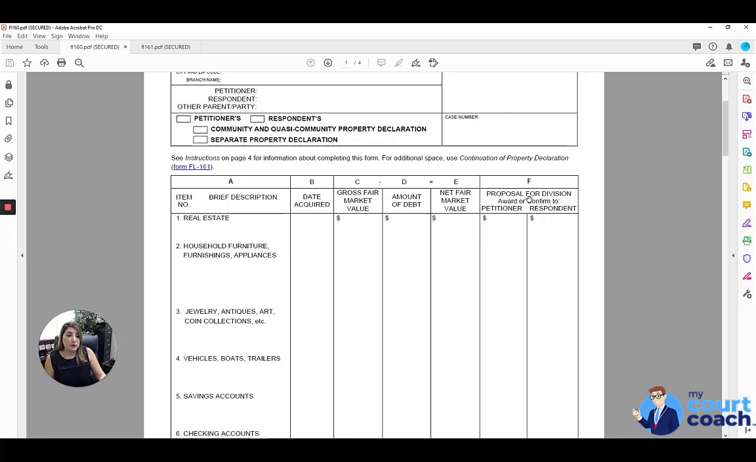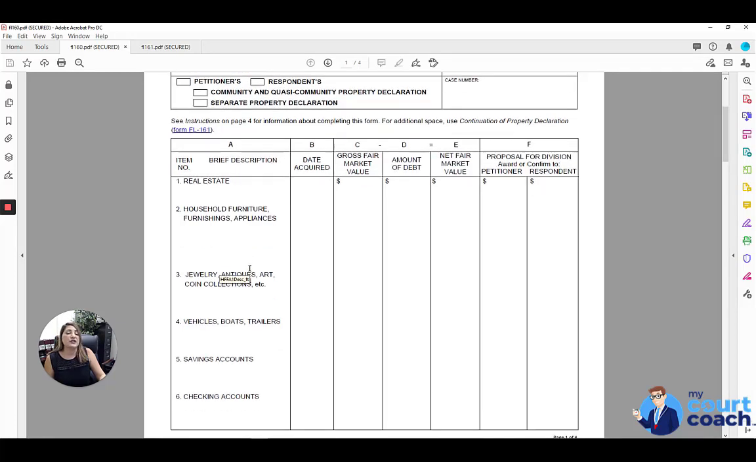Then you want to propose how the assets should be divided. So if your proposal includes that the petitioner should be awarded the property, you would put the entire net fair market value under petitioner and 0 for respondent.